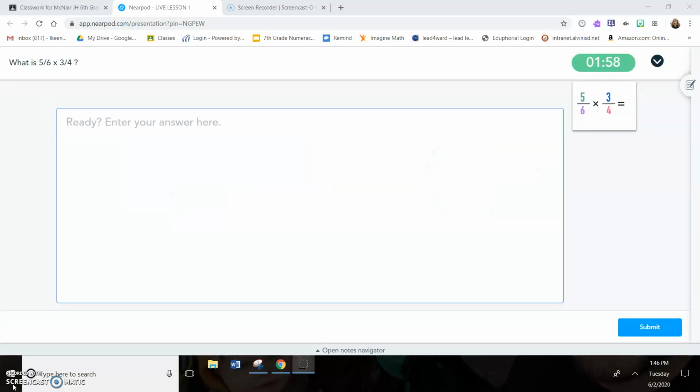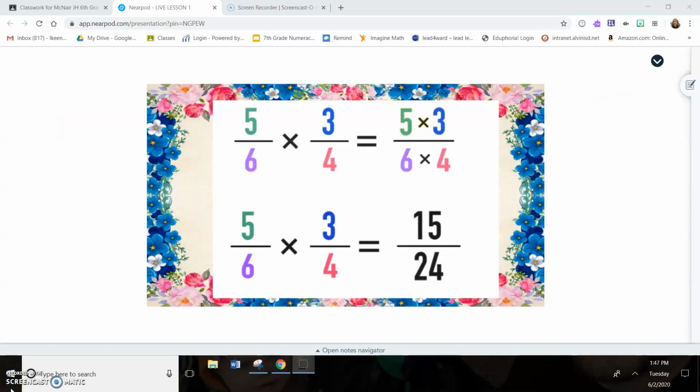This time I would like you to look at 5/6 times 3/4. Go ahead and pause your screen for a second, solve the problem, and we'll come back and we will answer it. Again, you should have paused your screen, and this is what we come up with. 5/6 times 3/4. We multiply 5 times 3, and then we multiply the denominators of 6 times 4. 5 times 3 is 15, and 6 times 4 is 24.